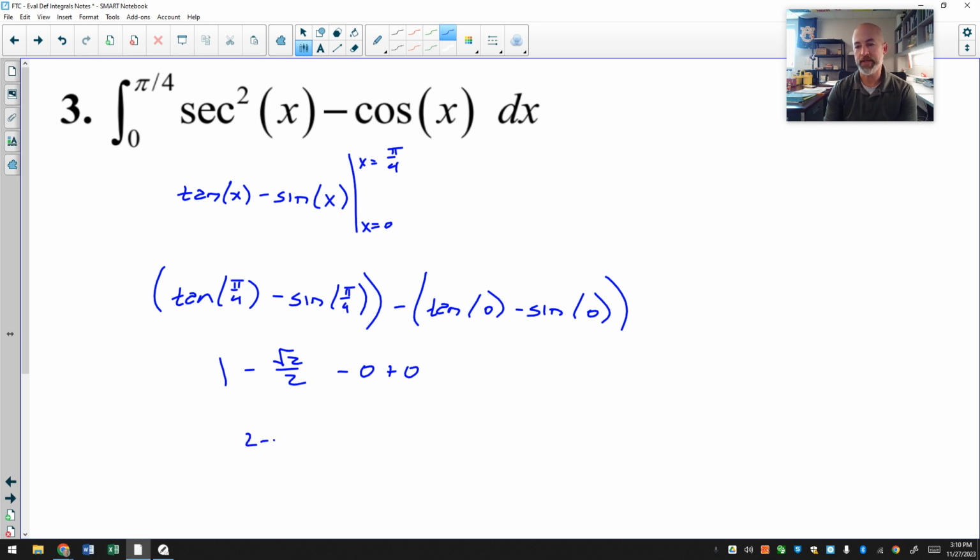It could also be written as 2 minus root 2 all divided by 2 if you got a common denominator. And all of these would be acceptable in free response world. Just remember, you don't have to clean up if it is a free response question.